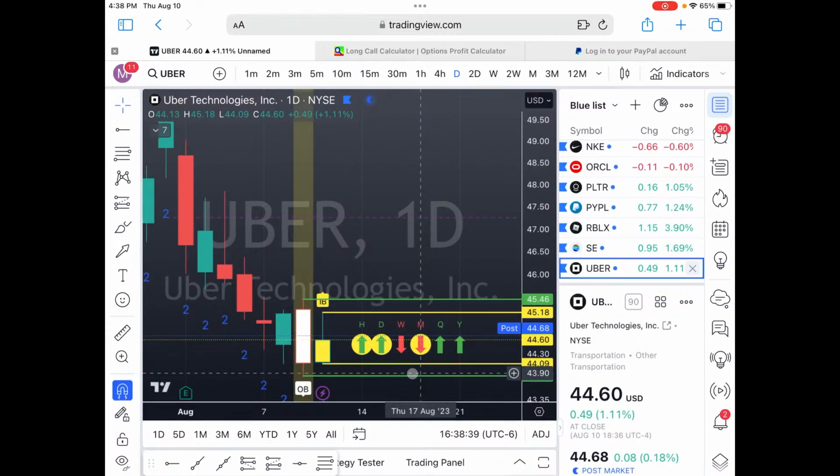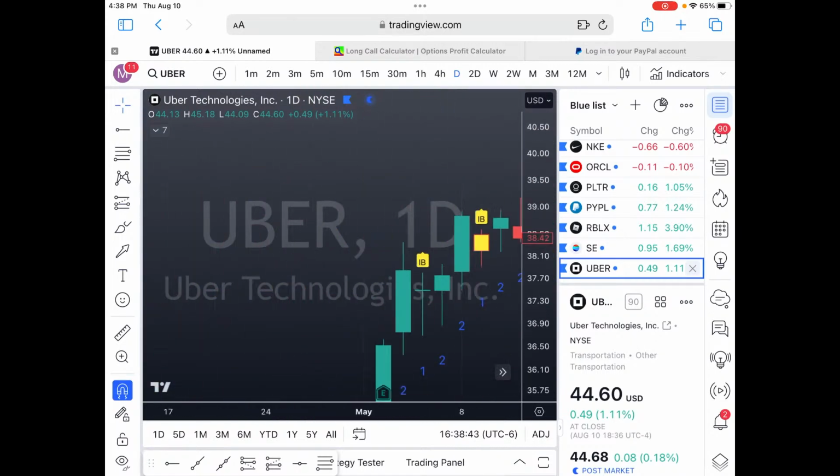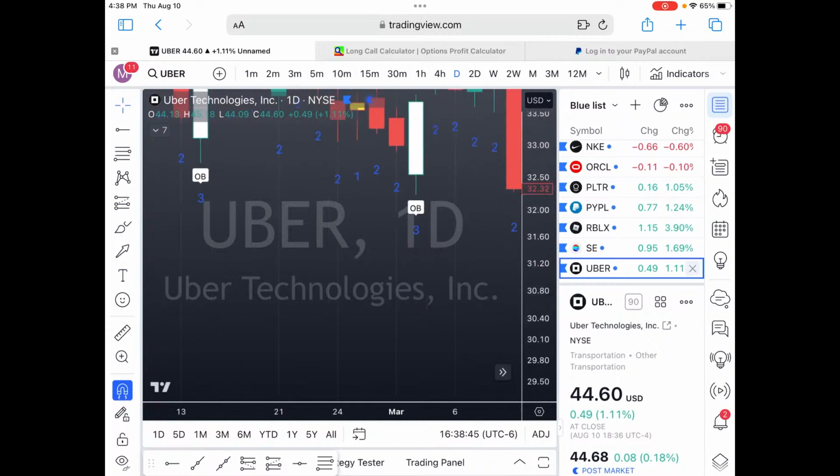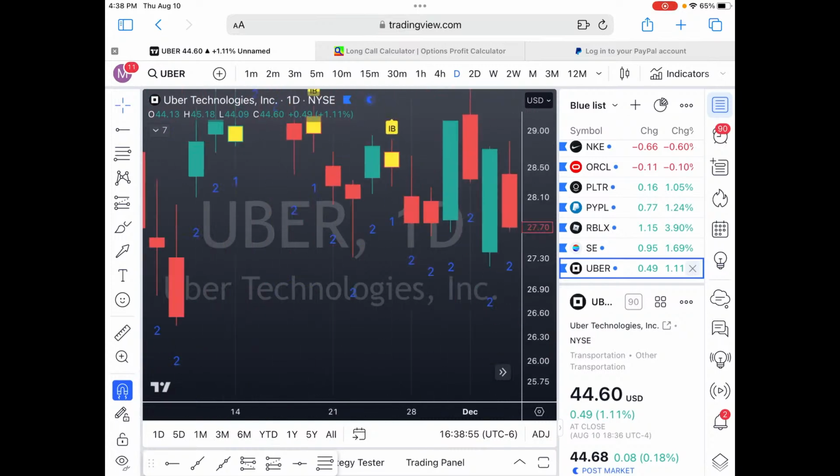And then we look at Uber here, the 3-1 setup. Last time we had a 3-1 on Uber. Again, these are not very common patterns, these 3-1 setups. You have to go back in time to find these. And we had a gap up here. So again, you want to know how to play the gaps? I've got the videos for you. But we had a gap up, and then it trended down.